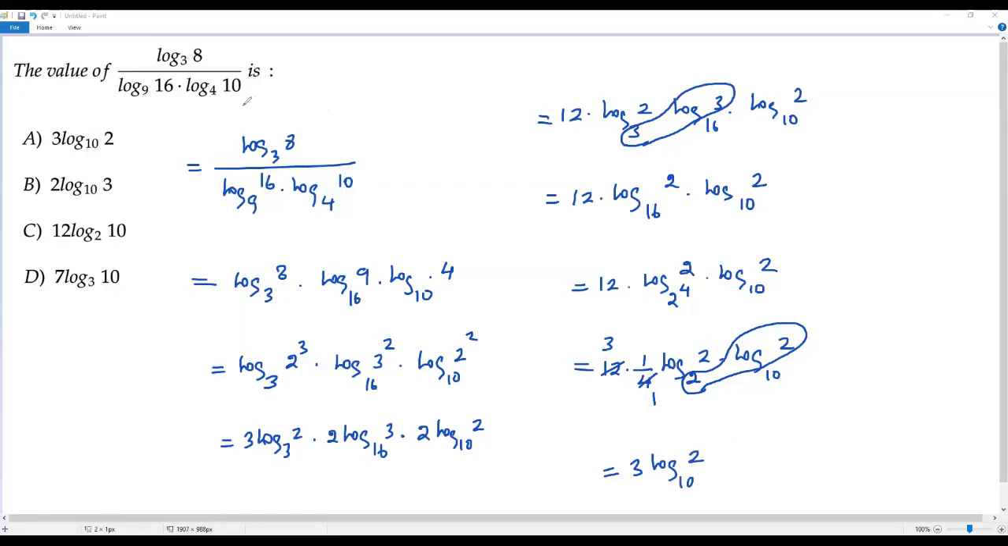Now I have evaluated the given logarithmic expression. I got the result 3 times log base 10 of 2. And I find this result in answer choice A. So the correct answer choice for this question is A.